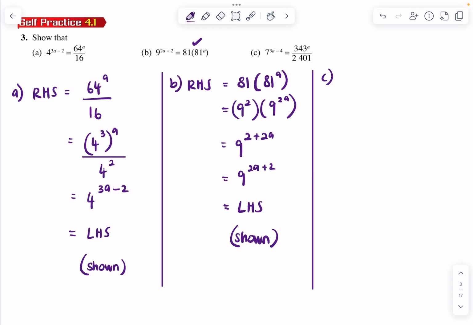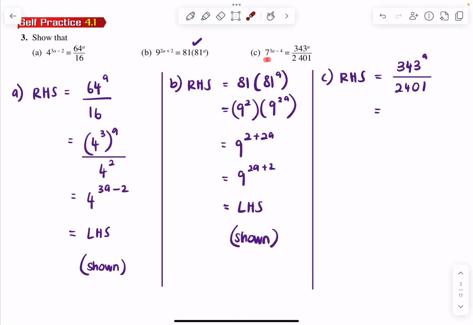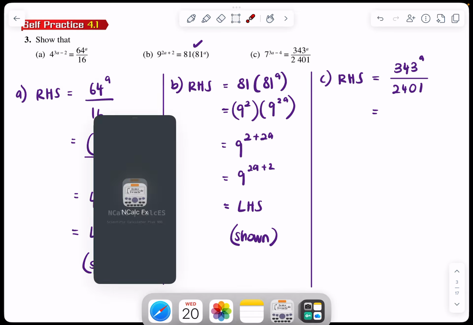And lastly, C. This looks more complicated as well, so let's start there. 343 power a over 2401. These numbers may not be so familiar, but they gave us a clue. It has to be something related to base 7, so we can use our calculator.